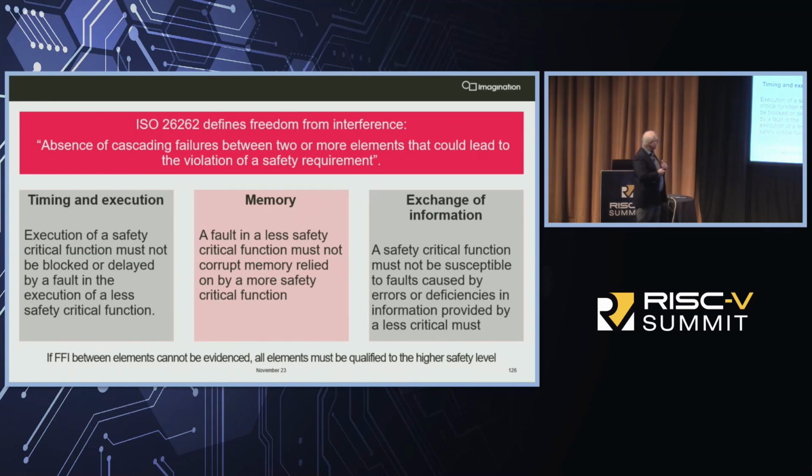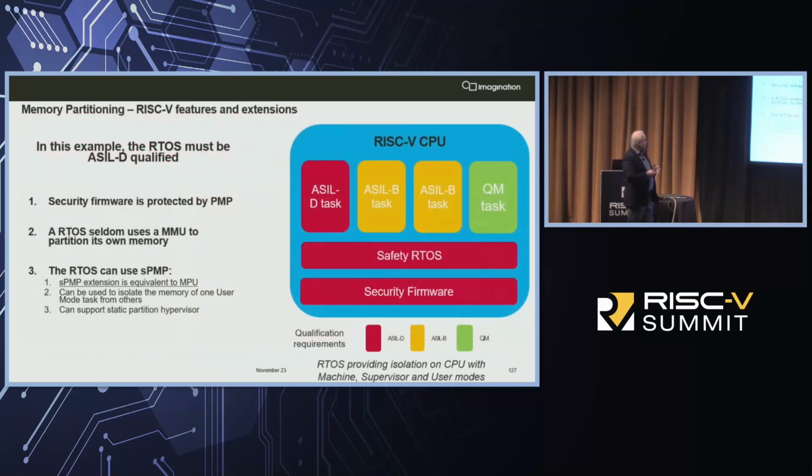So fundamentally, you need to make sure that when there's a failure within one environment, let's say the regular execution environment or an ASIL-B environment, that this doesn't cascade within the other environments, such as, for example, an ASIL-D environment. So that's timing and execution, it's memory, it's exchange of information. We need to take all those things into consideration, the timing, the memory, and the information which is processed within the various systems. So there are a few things that we can do. We can use the RISC-V ISA to achieve those objectives.